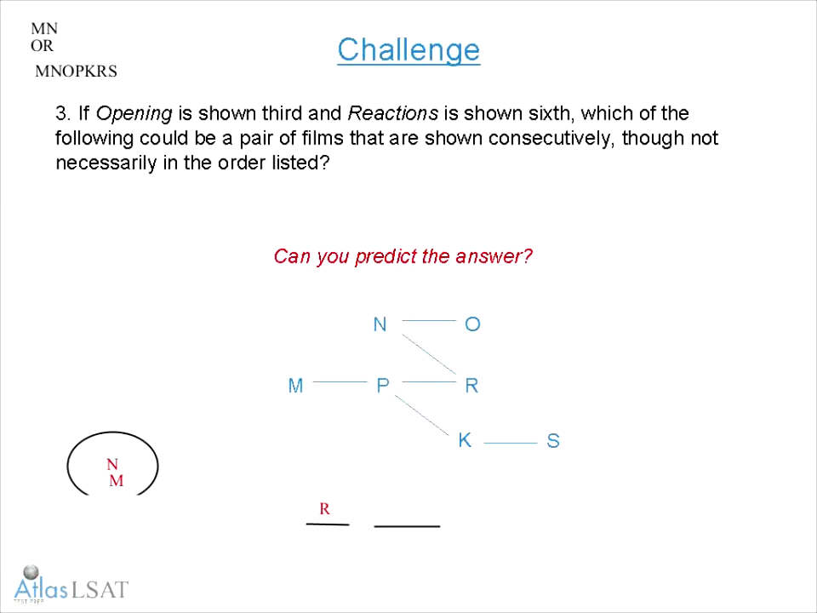Okay, your mic didn't work there, Laurel. Some people are saying S. Does S have to come after the R?